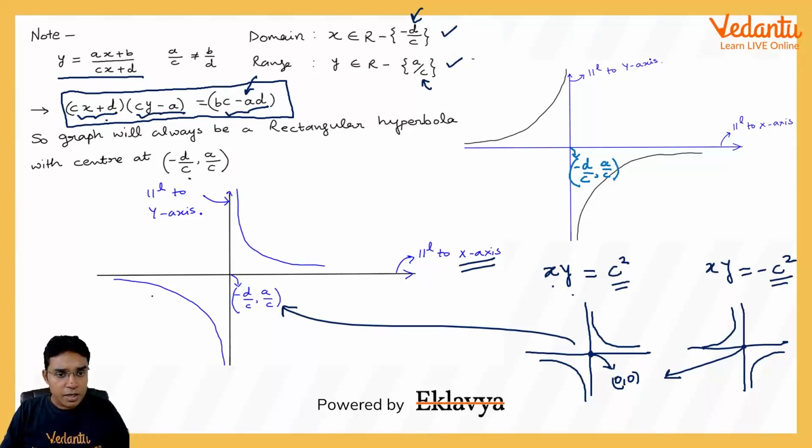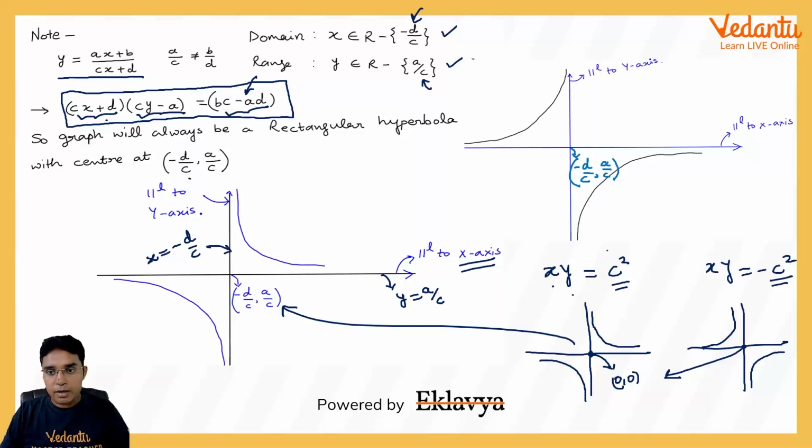And you can see, because this line parallel to the x-axis is never going to touch this graph, this is the value which this function will never ever attain. This graph is actually y is equal to a upon c. Similarly, this graph is actually x is equal to minus d upon c. So in the domain minus d upon c cannot come, and in the range a upon c can never come.